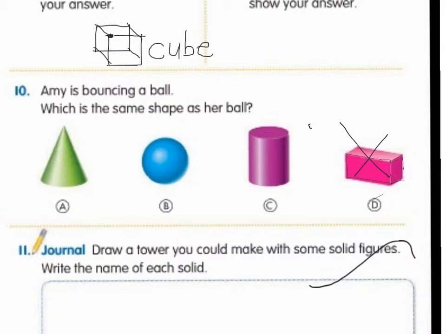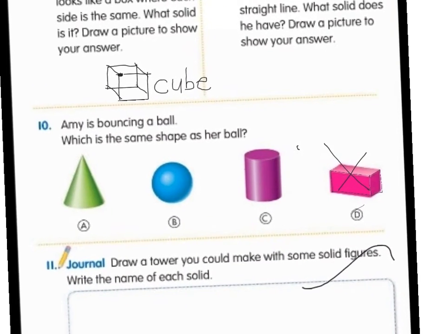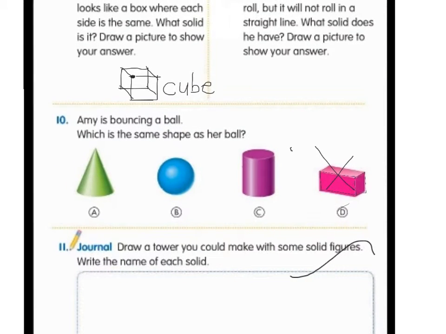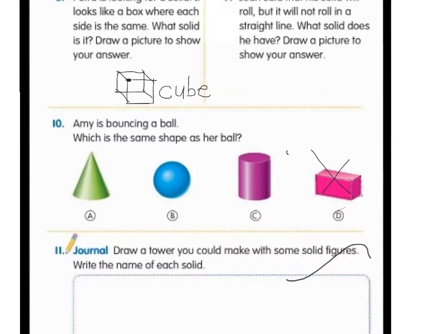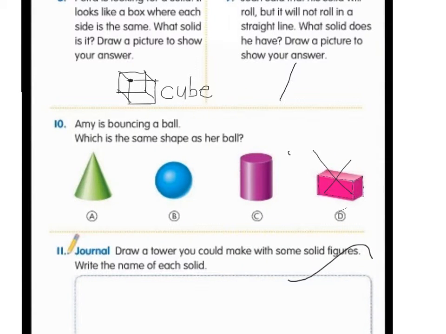But he says that when it rolls, it's not going to just roll in a straight line. It's going to kind of roll around. So which one of these would roll kind of around and not just straight? A cube would. Or not a cube, I'm sorry. A cone would. The reason why a cone would is because it's not going to just roll straight, it's going to kind of roll around following the tip. Okay? So then we would write cone.